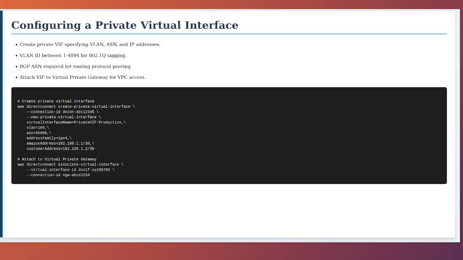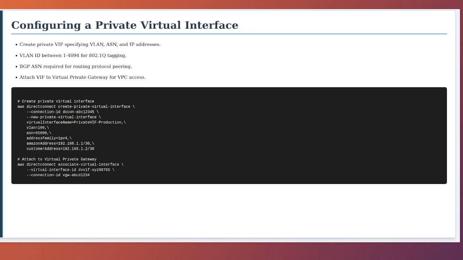The ASN parameter stands for Autonomous System Number. This is required because Direct Connect uses BGP, the Border Gateway Protocol, to exchange routing information between your network and AWS. Your on-premises router needs to have a BGP ASN configured. If you do not have a public ASN assigned to your organization, you can use a private ASN in the range 64,512 to 65,534. AWS will use its own ASN on its side, and the two routers will establish a BGP peering session.